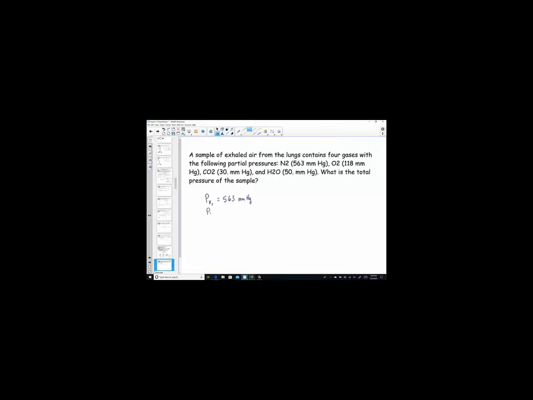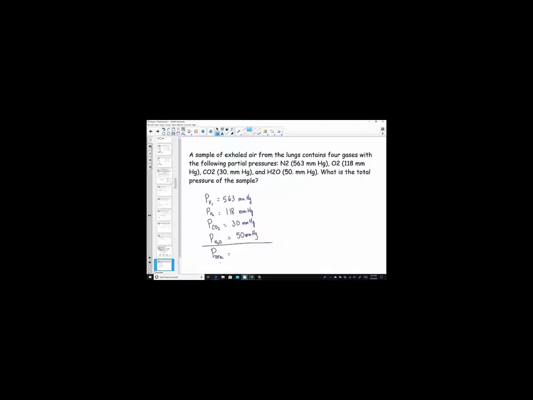Then it says oxygen. So the partial pressure of oxygen, notice it's a capital P and then I just put O2 kind of small next to it, is how we read that, is 118 millimeters of mercury. There's a third gas, carbon dioxide, and it's contributing 30 millimeters of mercury to the total pressure. And we have some water vapor, and it's contributing 50 millimeters of mercury pressure. What is the total pressure?